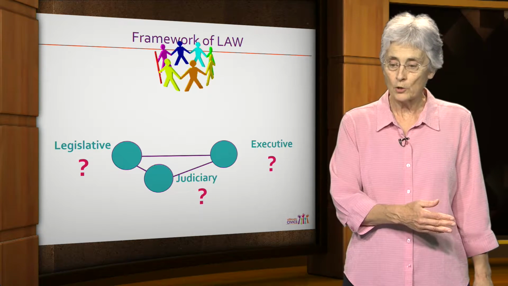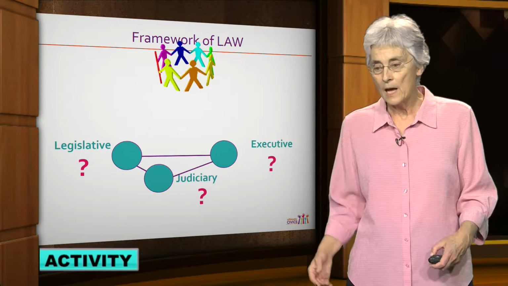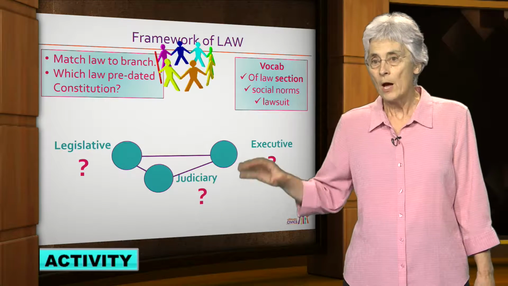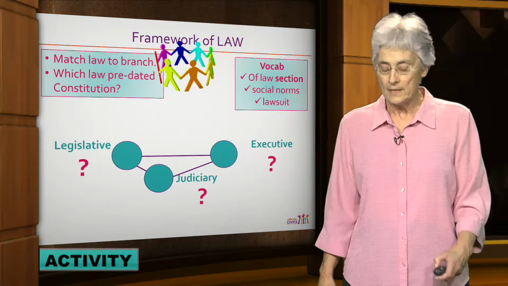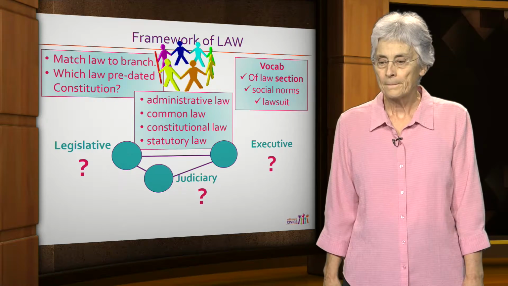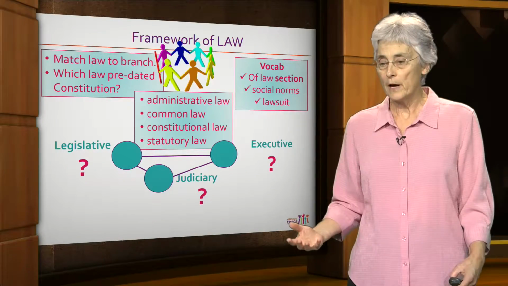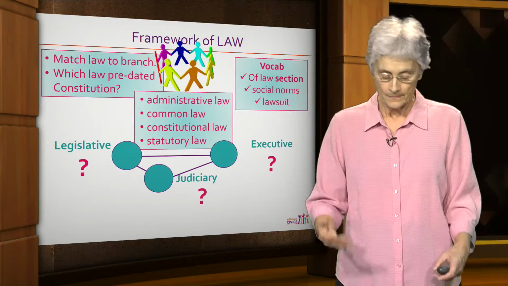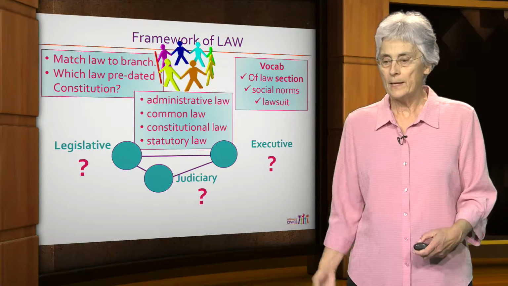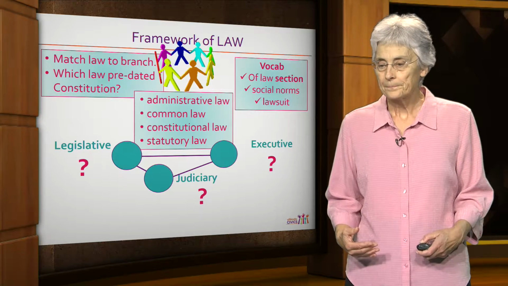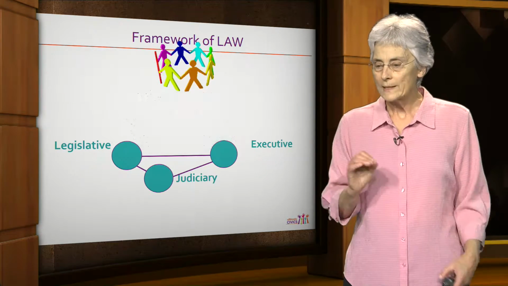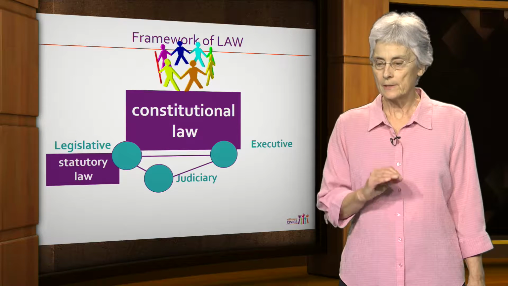Again, we're going to do a small group activity, and this time we're going to be looking in the vocab law section for these four laws: the administrative law, common law, constitutional law, statutory law. And the idea is in the small groups to match the law to the branch of government that it belongs to. So we work on that for a bit, and we come back, and we're going to start with what's taught in our schools still now.